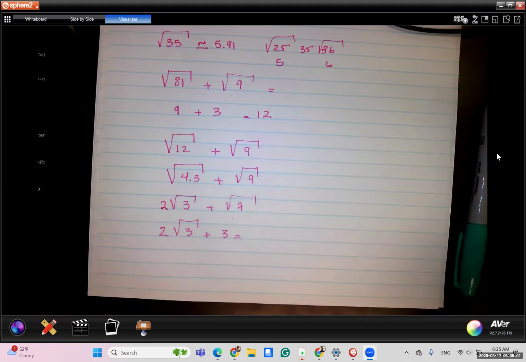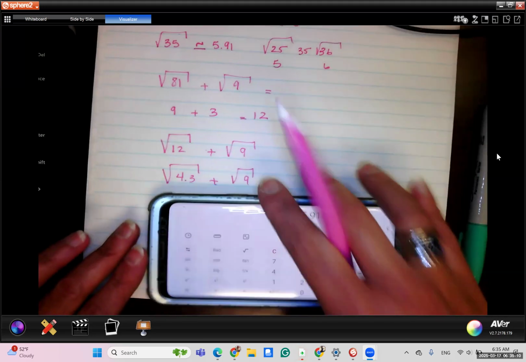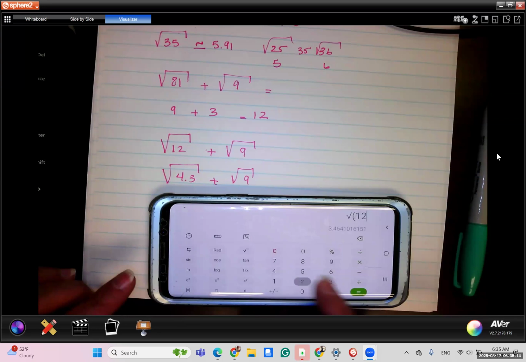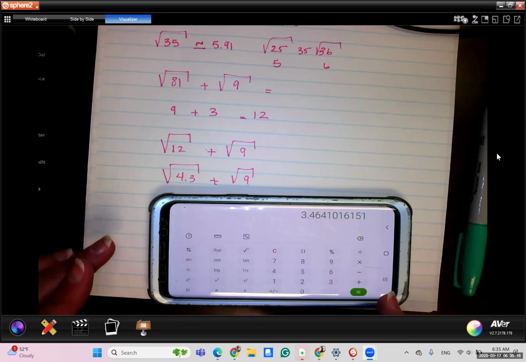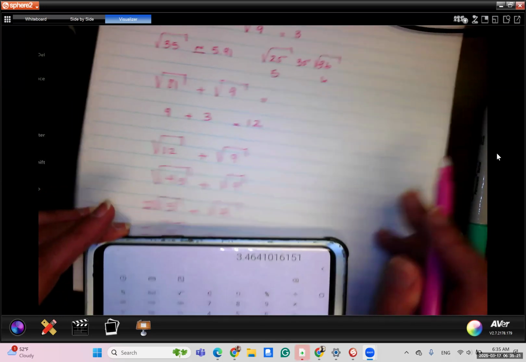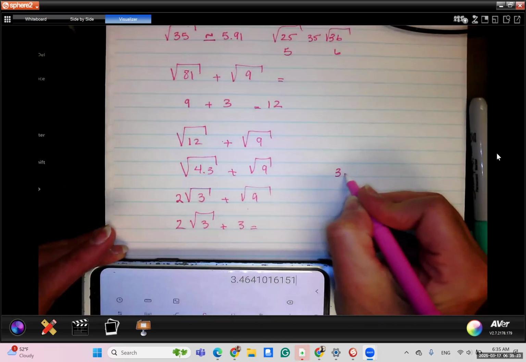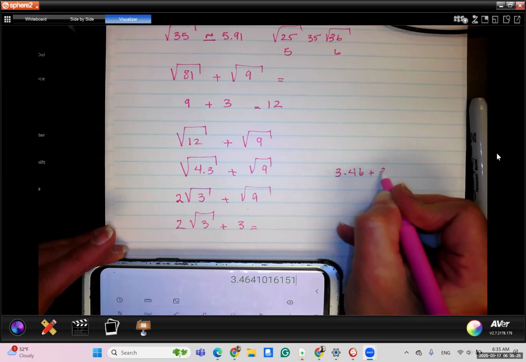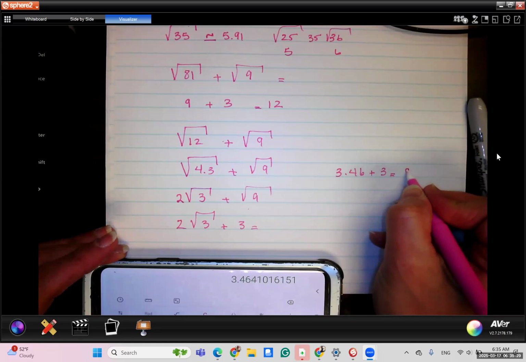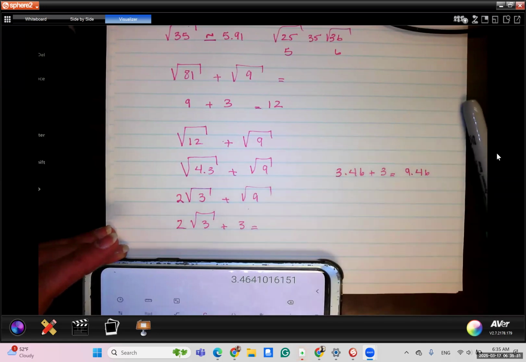So let's do this one together, for example, so that you can see. Since 12 doesn't have a complete square root, we're going to do the square root of 12, and you just need a simple calculator for this, which is 3.46. So we're going to round this to 3.46. And then the square root of 9 is 3, and then we add them together and we get 9.46, and that would be the answer.